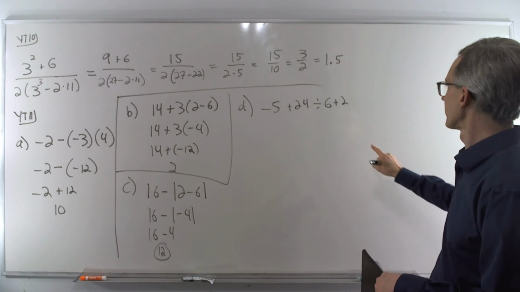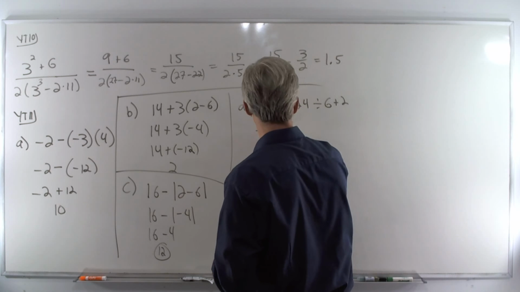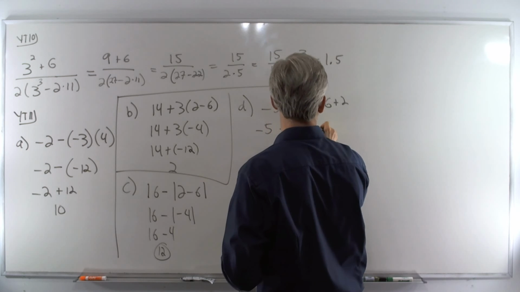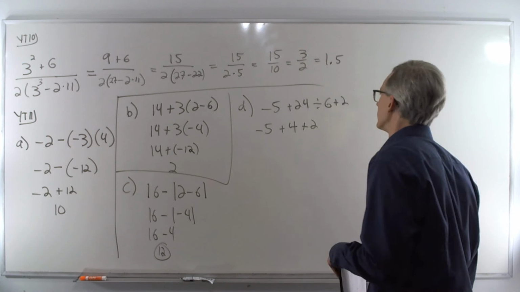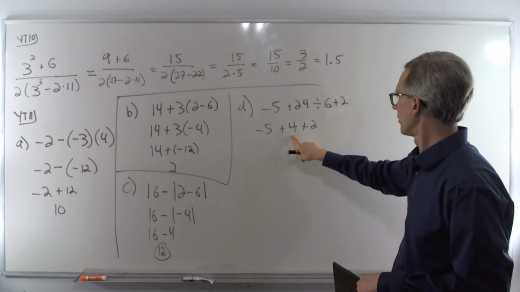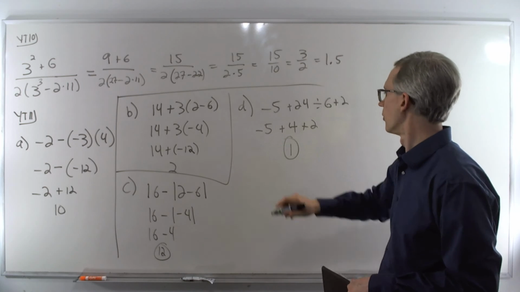All right, the only level 3 operation is the division in the middle, so we're going to start there, leave everything else as it is. 24 divided by 6 gives us 4, and we'll add all these up. Negative 5 plus 4 is negative 1 plus 2 is 1.